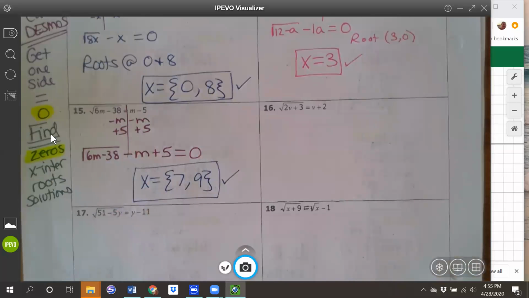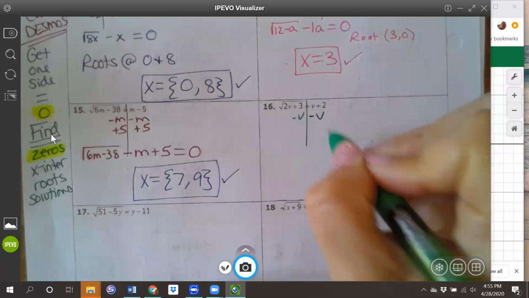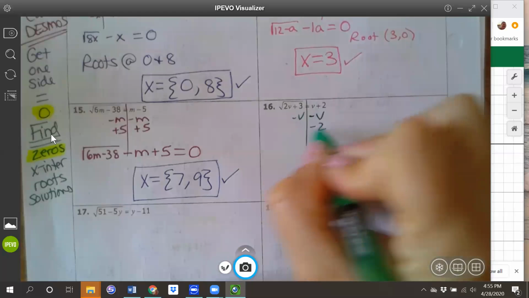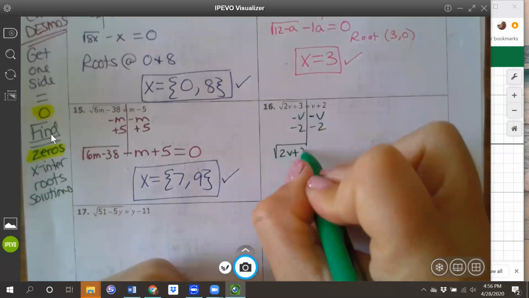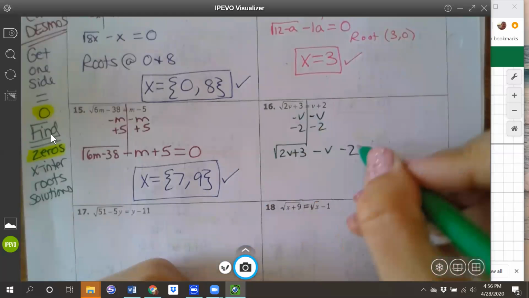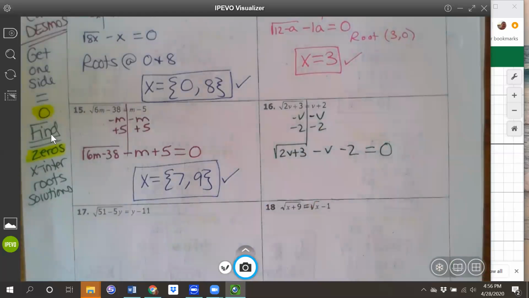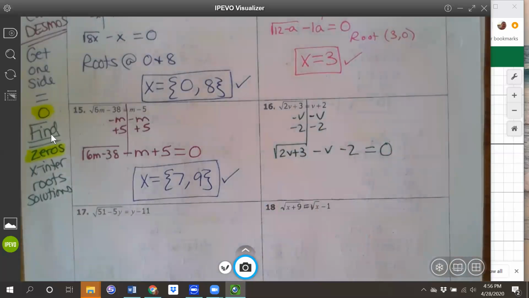All right, number 16. Let's see. I need to subtract v on both sides, and I need to subtract 2 on both sides. So square root 2v plus 3, and then we have a minus v, and then a minus 2 equal to 0. Notice how these numbers never make it underneath the square root. Those two things are absolutely different things.